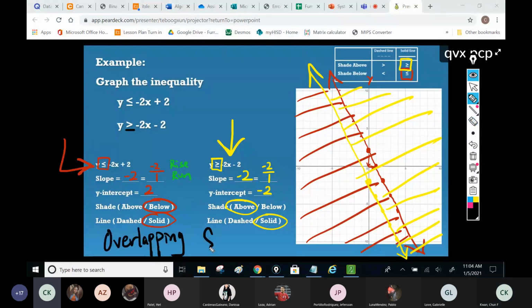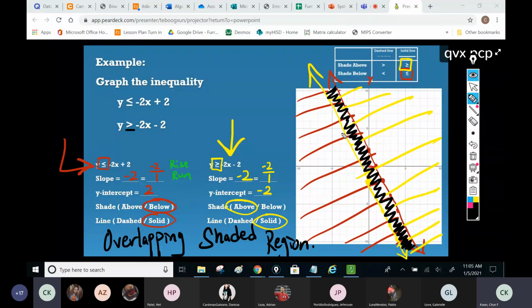Overlapping shaded region. So we are only looking for the overlapping shaded region, which is right here in between these two lines. This is all we need, all right? We need the part where they overlap.